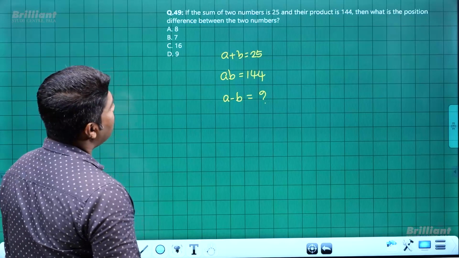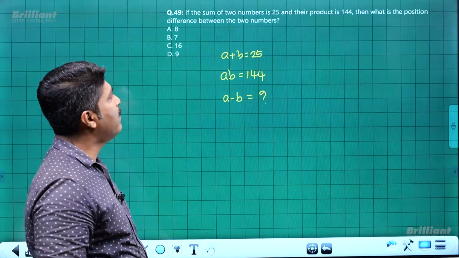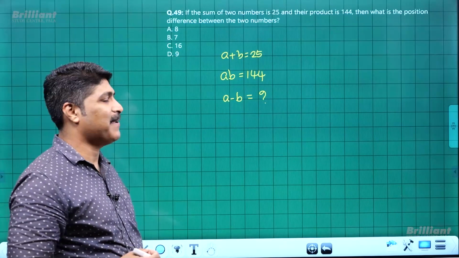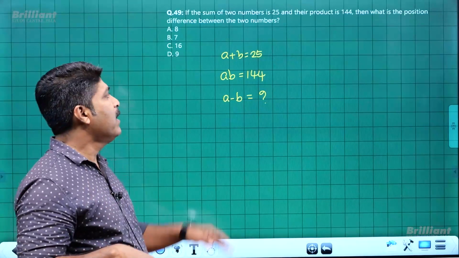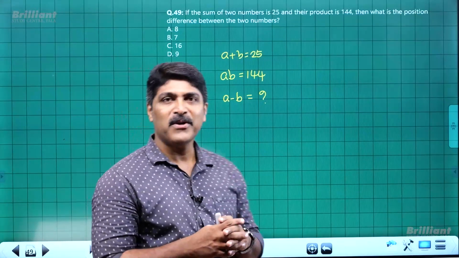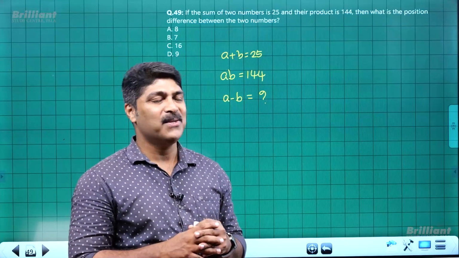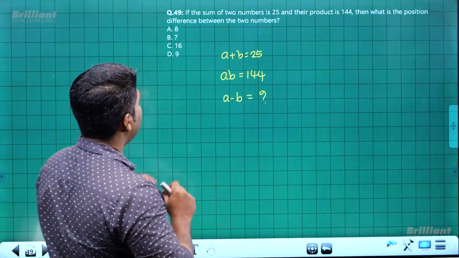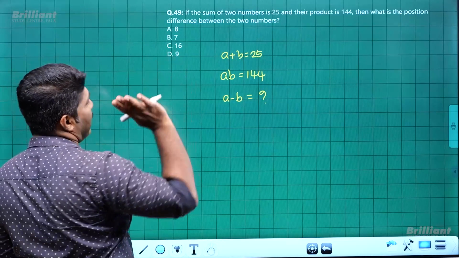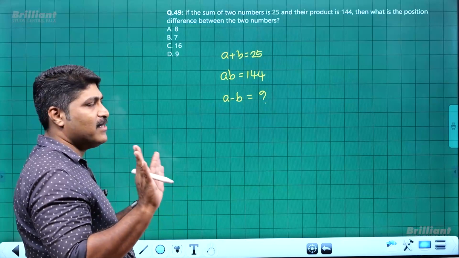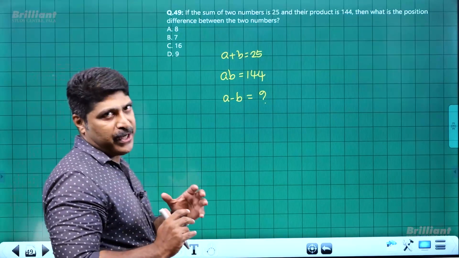You can start from the options also. That is a very simple trick that you can consider, a tricky logical thing instead of considering the actual method. Here a plus b is odd. Then what about a minus b? Is it odd or even? As a plus b is odd, a minus b is also odd. Look at the options: either b or d. So you can verify any one among them and reach the conclusion. That's the tricky approach here.